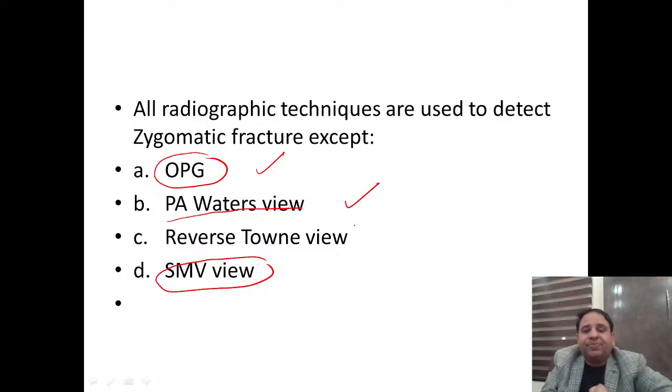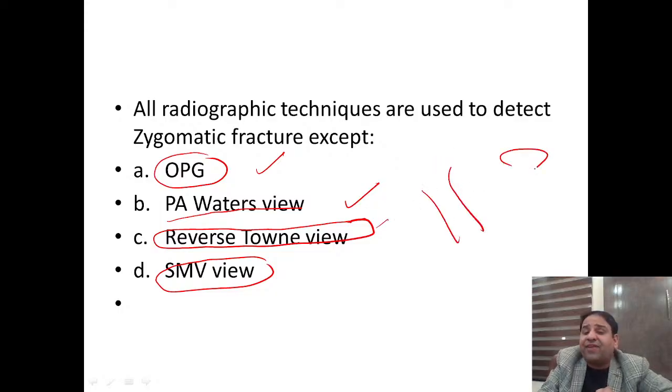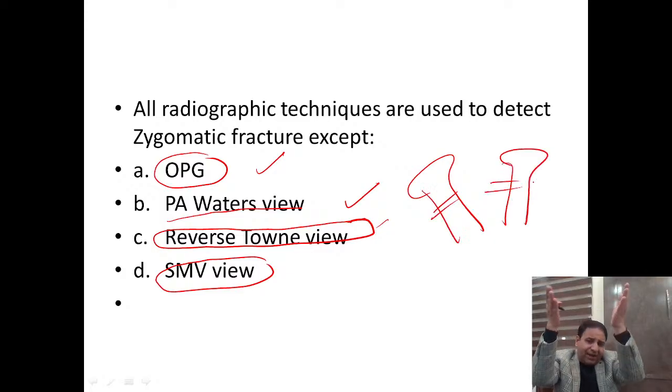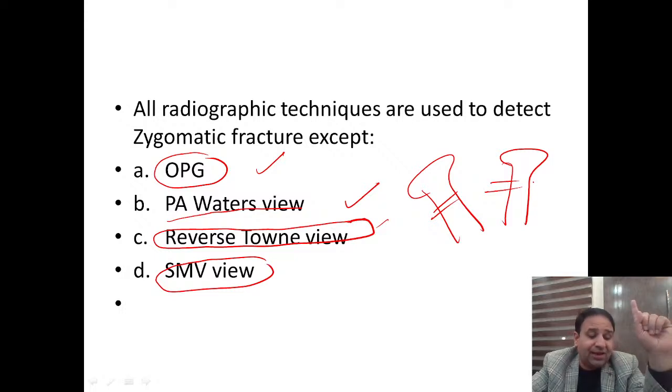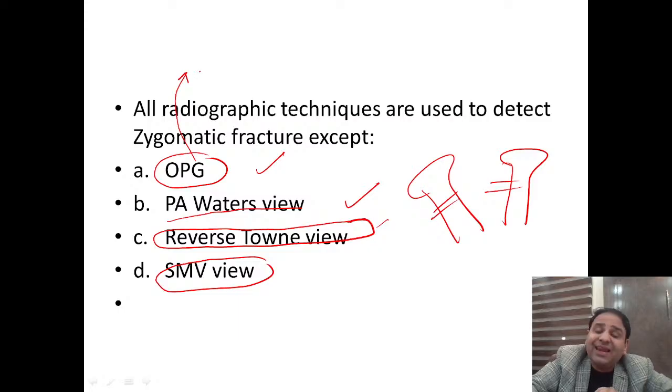So which one is the odd one out? The answer is reverse Townes view. This reverse Townes view shows you the condylar neck fracture. We are more focused on the condylar neck region when we open the mouth. So in reverse Townes, we are not able to see any zygomatic area. So the best answer here is reverse Townes view. This will not detect zygomatic fracture.